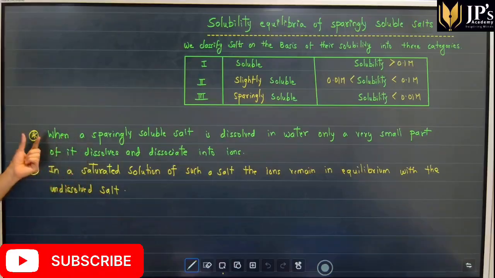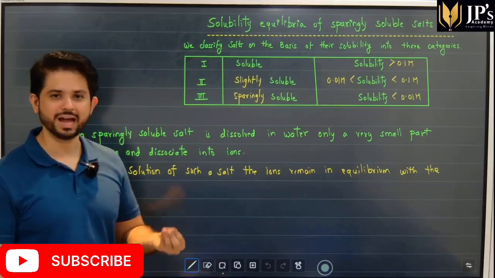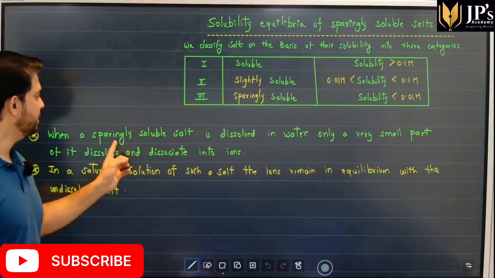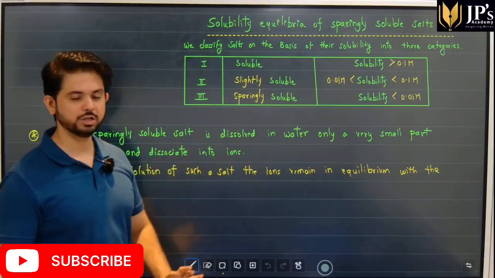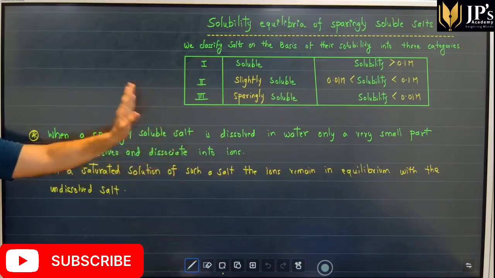So, a sparingly soluble salt, as the name suggests, sparingly soluble, does not form many ions. When a sparingly soluble salt is dissolved in water, only a very small part of it dissolves and dissociates into ions.